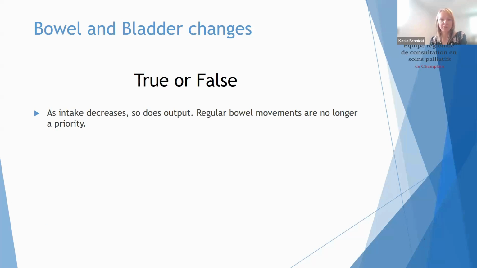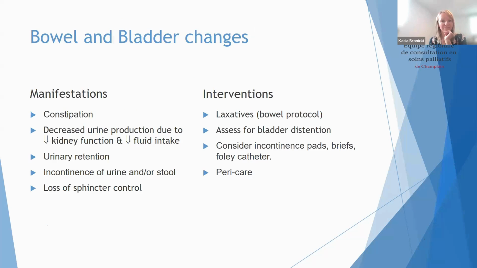Shannon says false. Correct. It is a very big priority at the end of life. We want to ensure that bowel movements are still happening. So constipation can become a challenge. It is true that with less intake, you'll likely have less output. So the bowel movements might not be as frequent or as much as they used to, but our goal is still to have a bowel movement every 3 days.